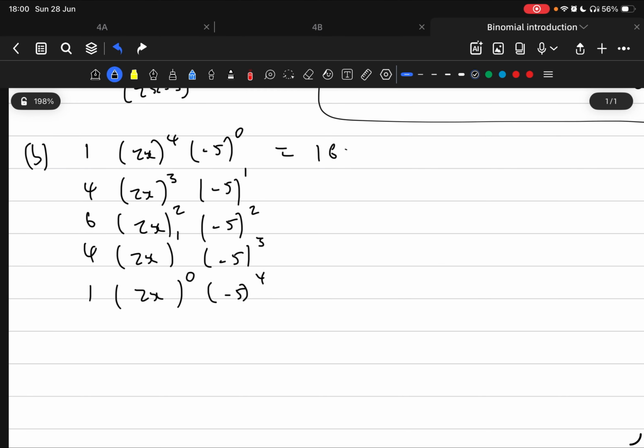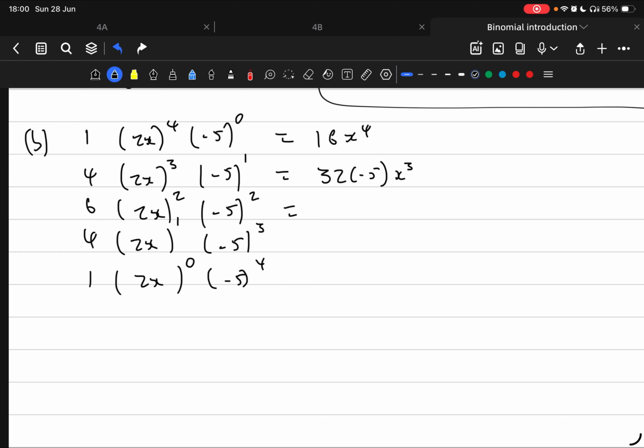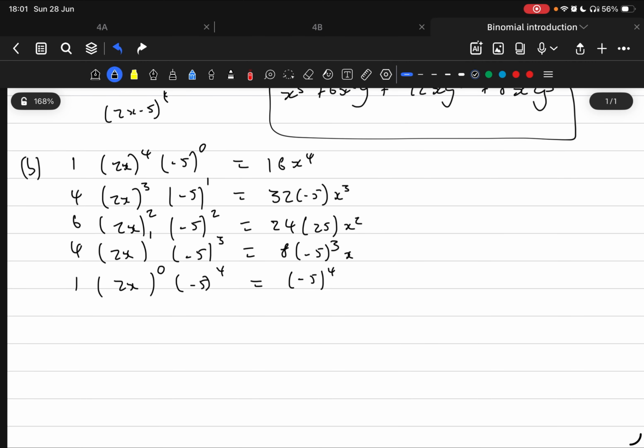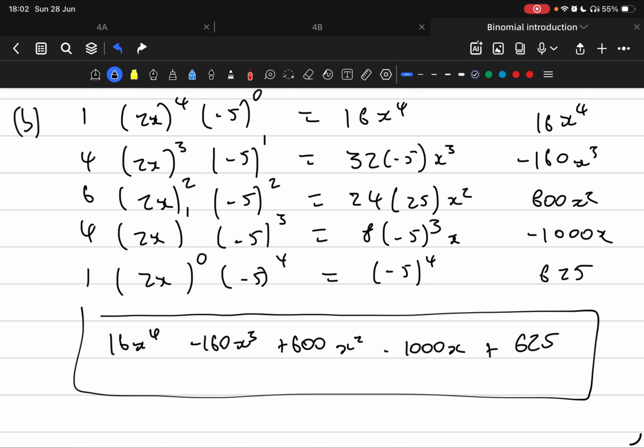We're going to have 16 next to the x to the 4. Then we're going to have 4 times 2 cubed, which is 32, times minus 5, so 32 times minus 5 x cubed. Then we're going to have 6 times 4, which is 24, and then minus 5 squared is 25. Then we're going to have 4 times 2, which is 8, times minus 5 cubed, x. And then this is going to be 1, so it's minus 5 to the 4. And then all I'm going to do is type that into my calculator and it will give me an answer. And that would be the answer.